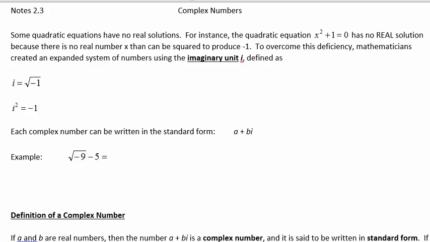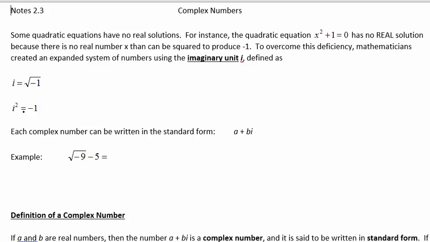And don't you like this statement down here where it says, mathematicians created an expanded system of numbers using the imaginary unit? So let's just make up stuff. All right, to deal with this situation where you don't have a real solution, mathematicians decided to come up with these relationships. So lowercase i, usually it's italicized, is equal to the square root of -1. Well, if you square both sides, you have i squared, and the square root is going to be removed on this side of the equation. So that results in the expression i squared equals -1.